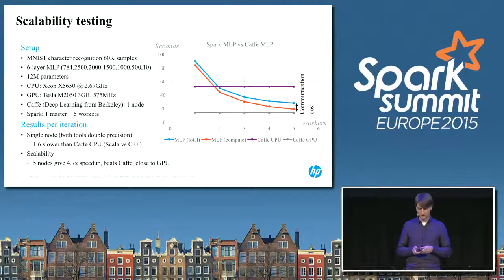Lower is better. You can see on this figure that for a single node, our implementation is slower than Caffe with CPU. And I think this is OK, because Scala might have some overhead compared to C++. And 1.6 times slower is rather a good result. But if we are talking about scalability, we get a pretty nice speed up. For 5 nodes, we get 4.7x speed up, which beats Caffe on CPU and becomes closer to GPU. And GPU is the gray line.